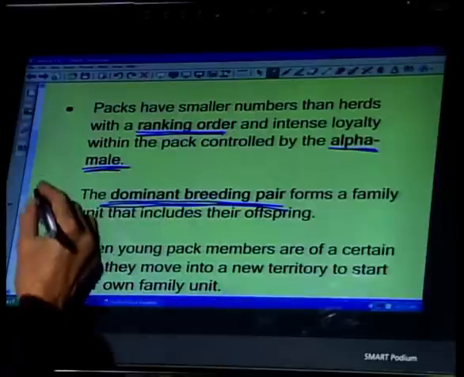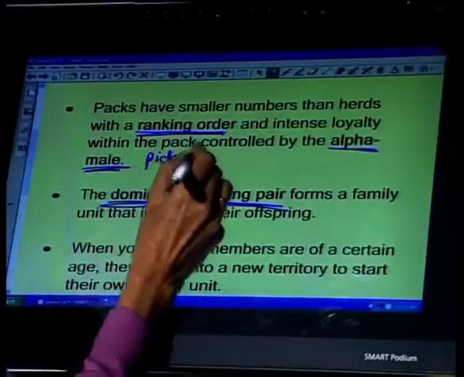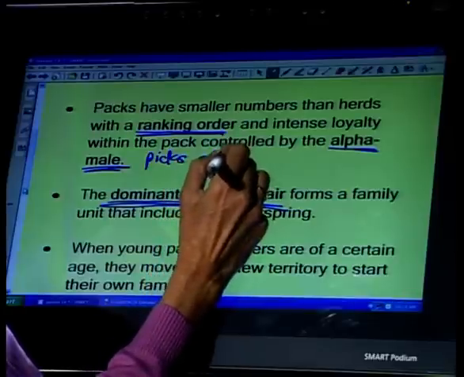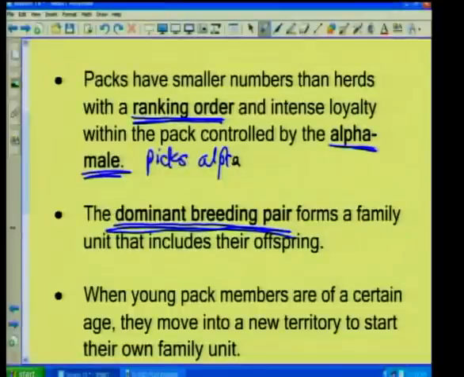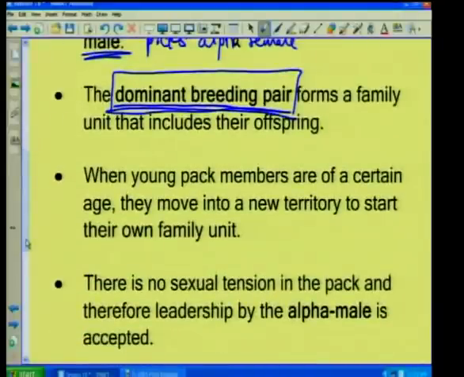And here you've got your alpha male. He picks the alpha female and they become the dominant breeding pair. Okay? Good genes. This is survival of the fittest. Now, when the pack members are of a certain age, they move to a new territory. Now, remember, all your pack animals are very territorial. They'll mark out, this is my territory, and that's it. You do not come into my territory. And then they start their own family unit.